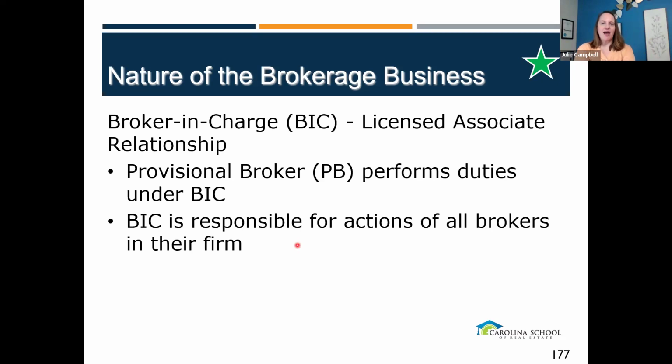Now, I know we haven't talked about active or inactive, but just what do you think you can do on inactive status? Nothing. Congratulations. Here's your brand new license. You can't do anything with it. Good job. As a provisional broker, in order to activate your license, you must affiliate with a broker in charge. You have to have your training wheels. You cannot ride your bike without your training wheels. The broker in charge is your training wheels.